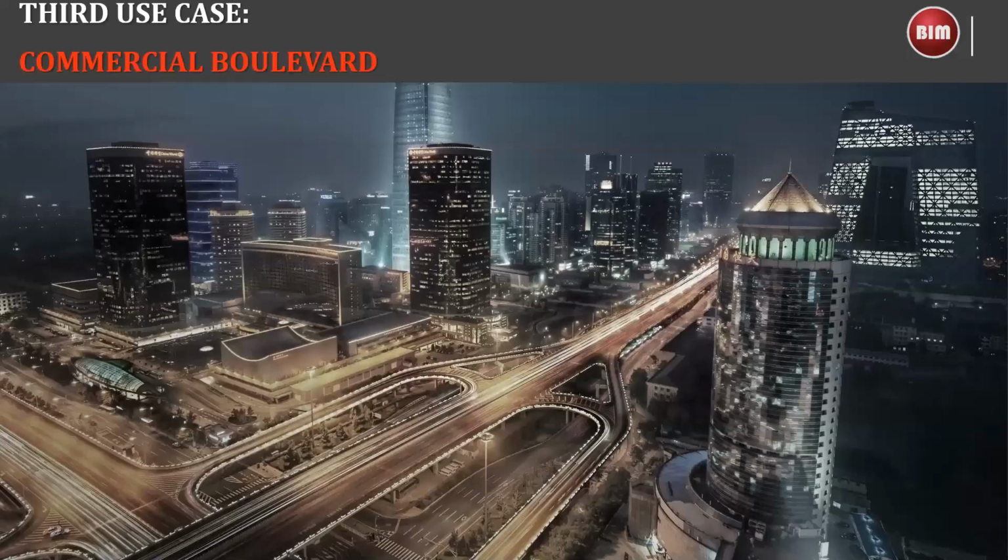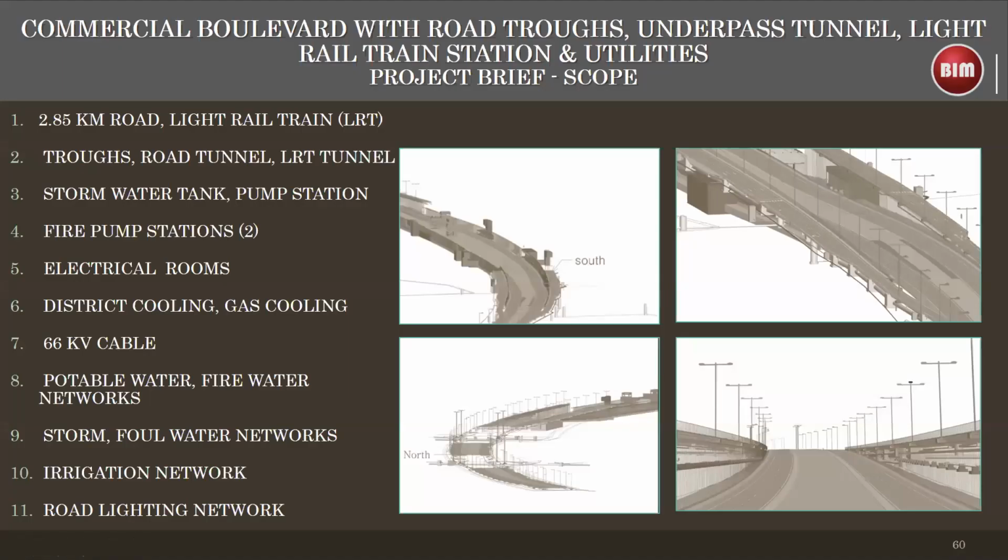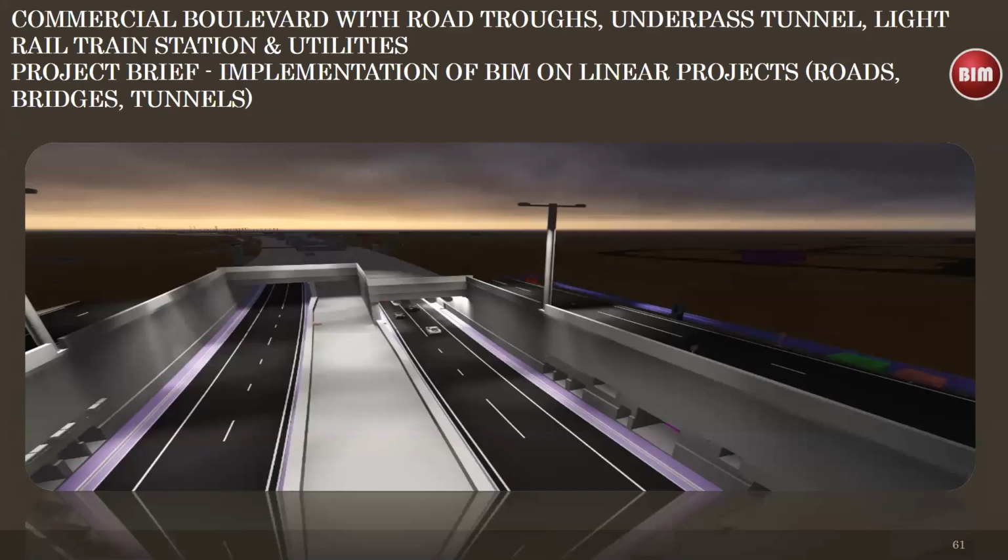This is the third use case. This is a mixed development, an infrastructure project that contains a road, a light rail train, a tunnel, a stormwater tank, a lot of subsurface utilities, and buildings like fire pump stations and electrical rooms. So it's a complete example of a comprehensive infrastructure project. This is a 3D view of the project and the tunnels associated in one of the intersections.